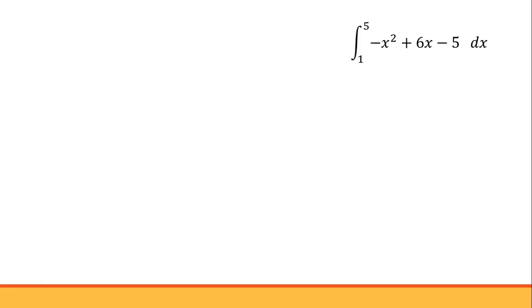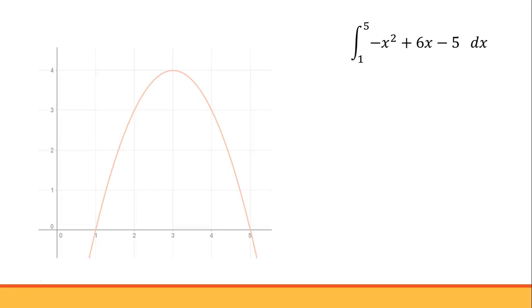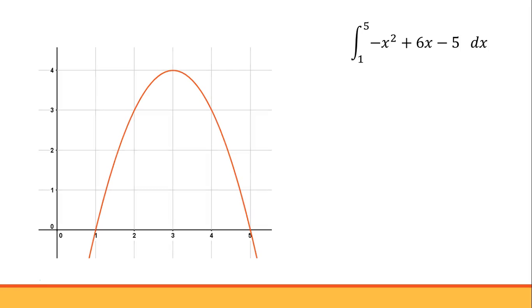Now if we have something like this, the integral from 1 to 5 of negative x squared plus 6x minus 5 dx, we're really asking the same thing. Find the area underneath this curve, between the curve and the x-axis, from x-coordinates of 1 to x-coordinates of 5. If we graph the function, we'll have this parabola. The problem is to find the area underneath the curve.